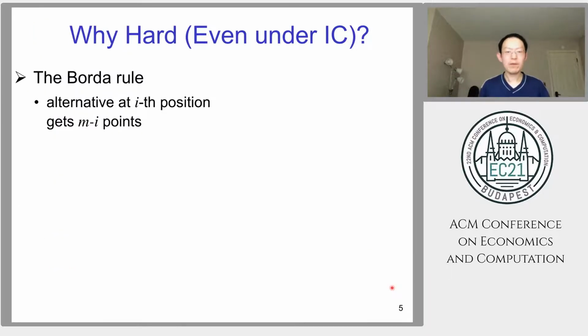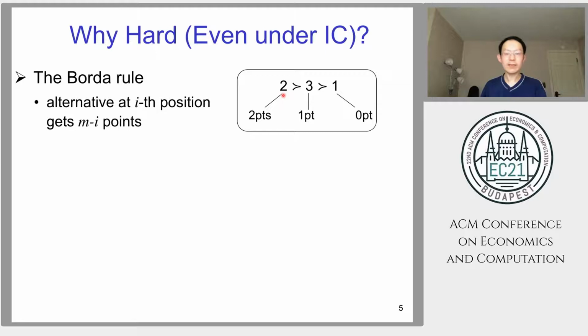Okay, so before talking about the problem and the result, let me use this example to show why this is a hard problem, even under impartial culture. Consider the Borda rule, which gives the alternative in position i in every ranking exactly m minus i points. For example, say we have 3 alternatives, and this is a ranking: 2 is preferred to 3, which is preferred to 1.